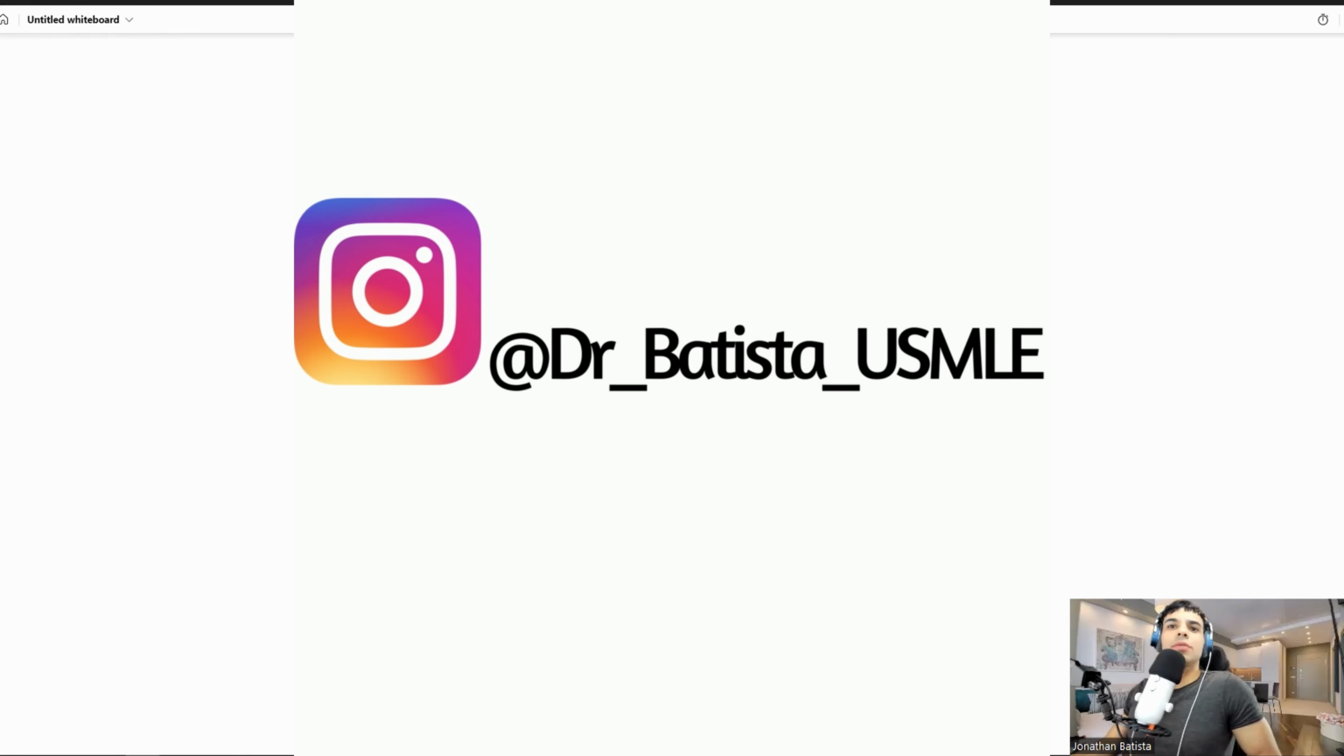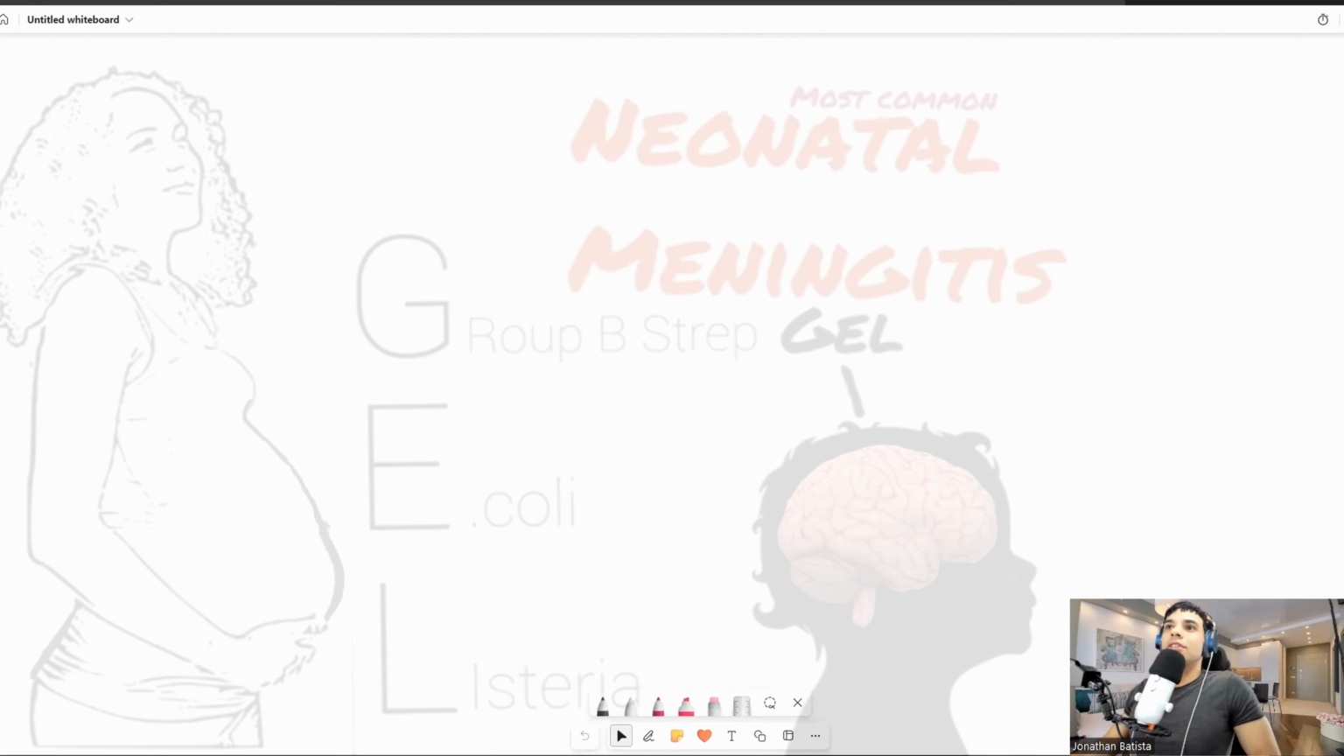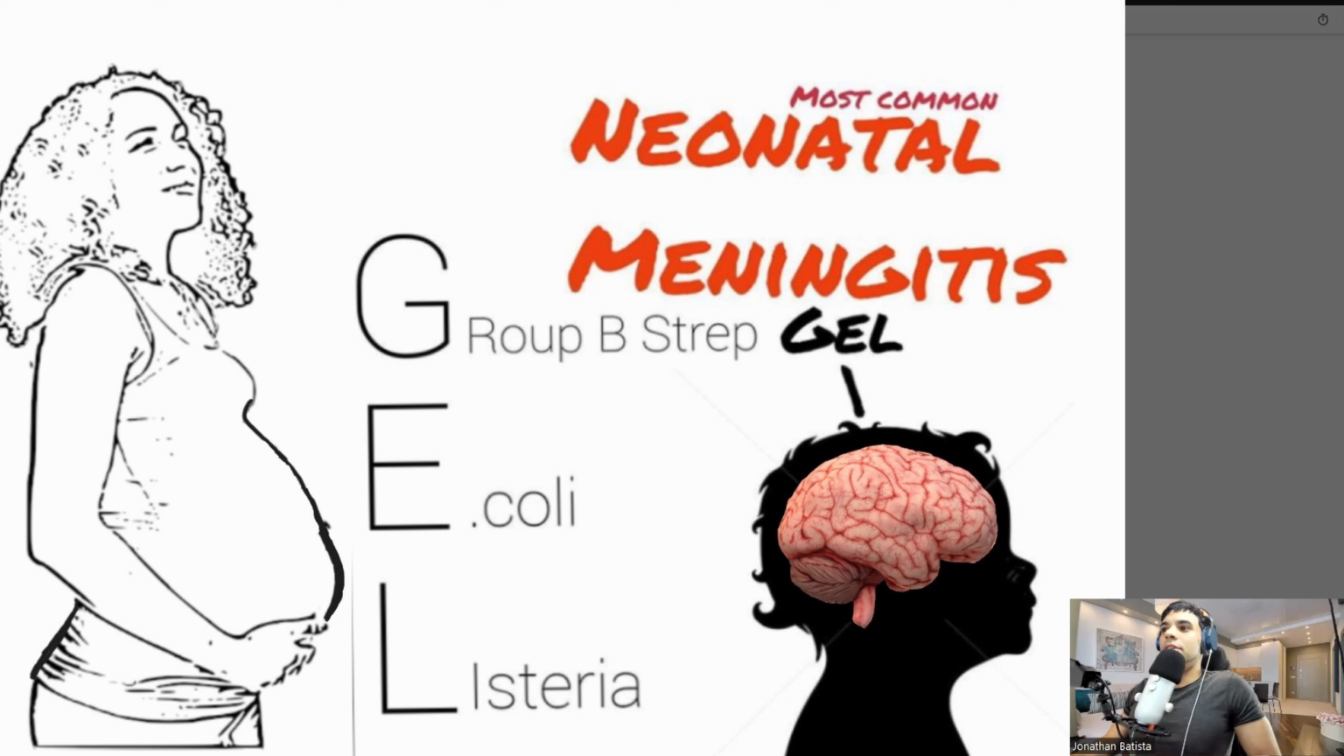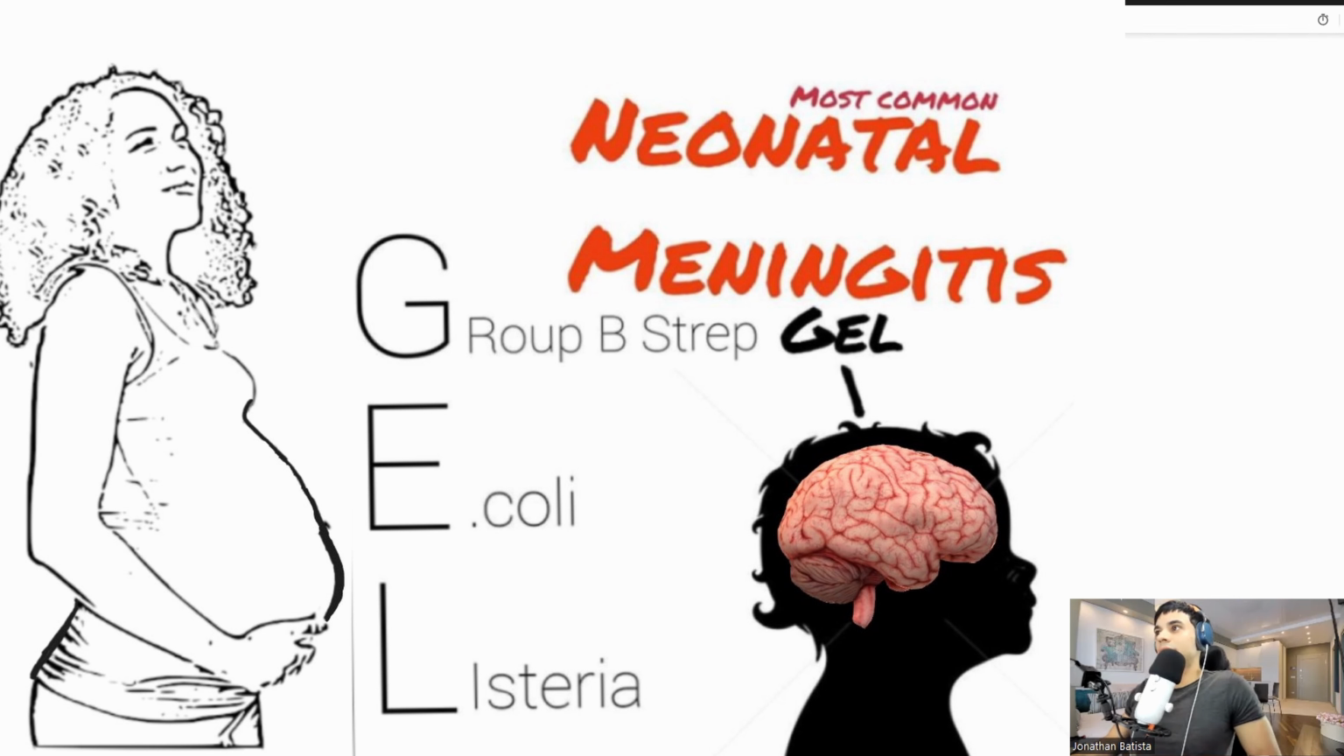So let's start off. Why do we swab for Group B strep? Group B strep is the number one cause of neonatal meningitis. A nice way to remember this is a simple mnemonic. Just think of a baby with gel on its hair.